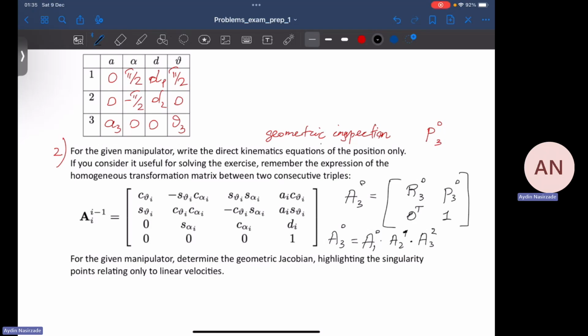So using this one only, the multiplication of the 3 matrices, you will find A3 to 0, from which you can find the position vector of the 3rd frame with respect to the 0th frame. This is a procedural solution. It's a systematic solution. It's going to take a lot of time, but just to be on the safe side, you can use it, okay?